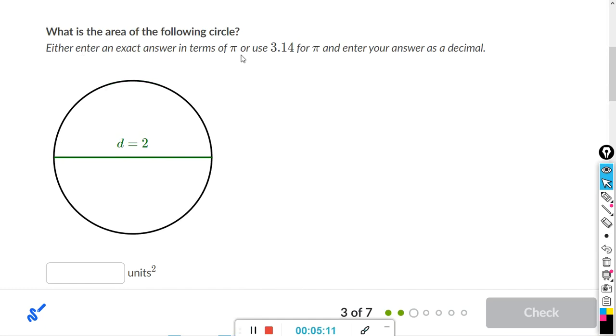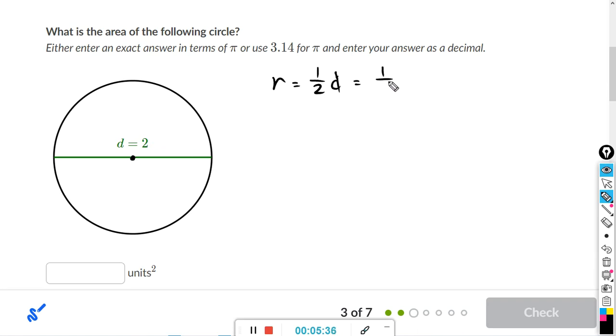Okay, what is the area of the following circle? So they give us the diameter. Okay, we know it's the diameter because the line goes from one side to the other, and I guess it goes through the center, but it also says D here. So we know the diameter equals 2, and we know that the radius is just going to be half of the diameter. Okay, half of D.